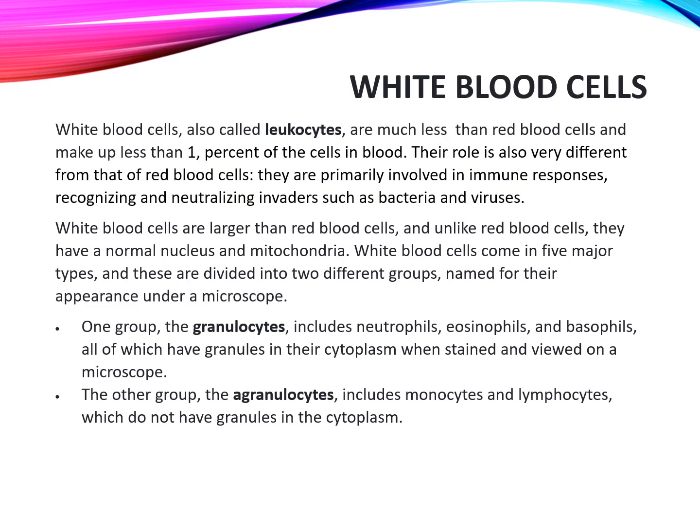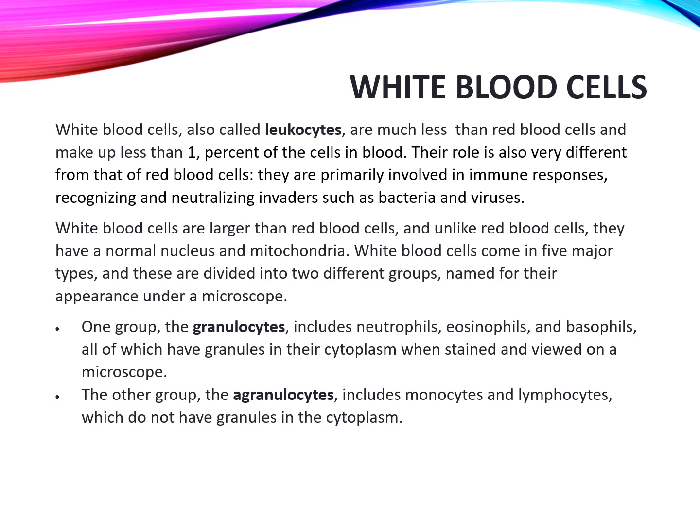White blood cells are called leukocytes, and they are much fewer in number than red blood cells, making up less than 1% of the cells in the blood. Their role is also very different from that of red blood cells, and primarily they are involved in immune responses. They recognize and neutralize bacteria and viruses which invade our body.